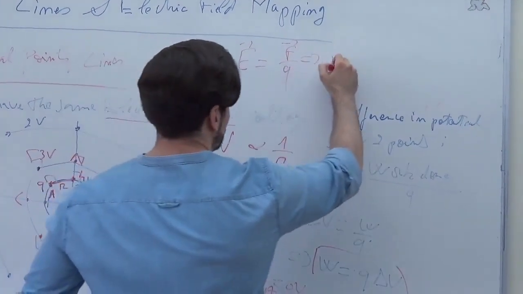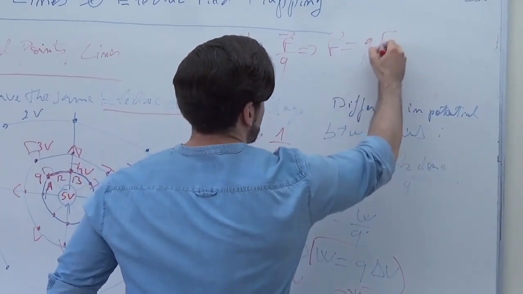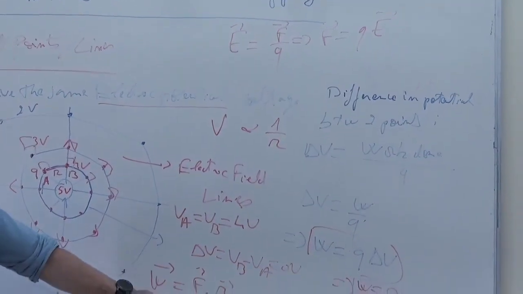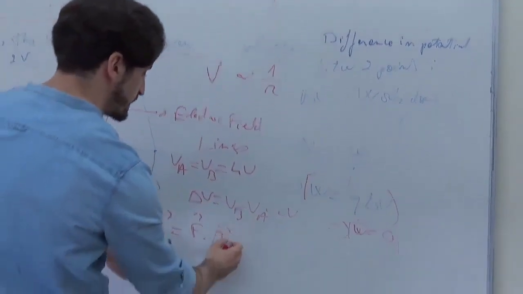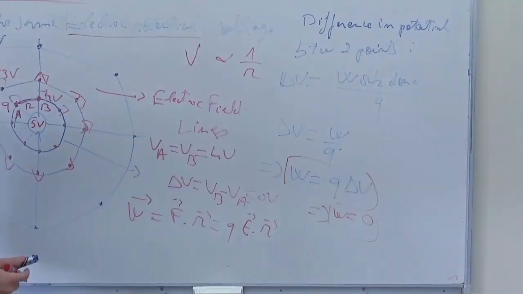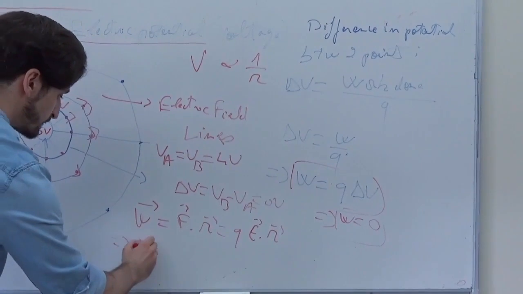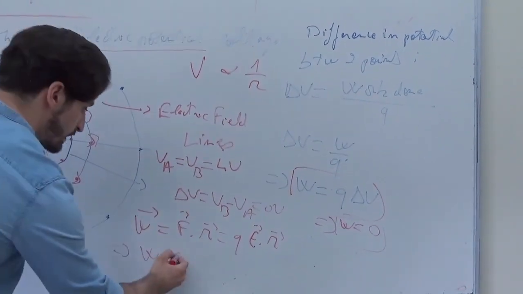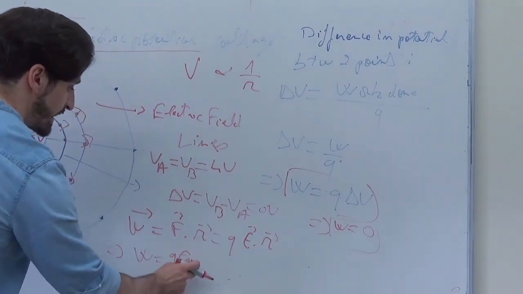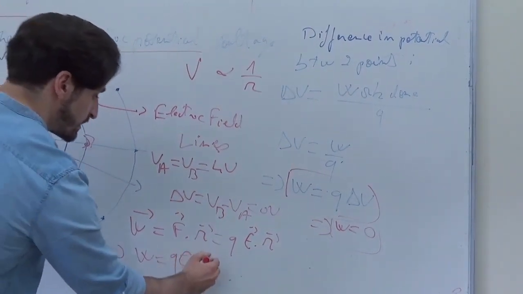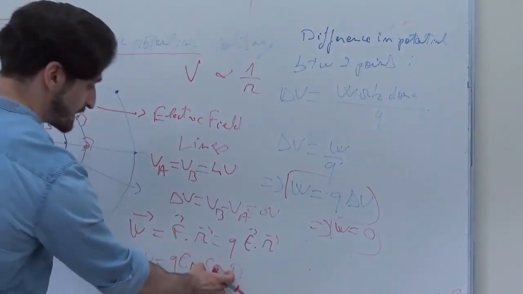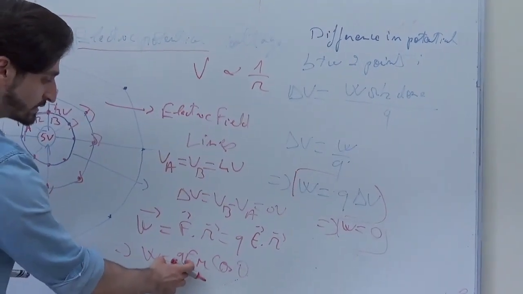Therefore, F is equal to Q times E, Q times the electric field. Therefore, that equation over here becomes the work equal to Q times E dot R. Therefore, the magnitude of the work would be Q times the magnitude of E times the magnitude of R times cosine theta. And theta would be what in that case? Theta would be the angle which is formed between E and R.